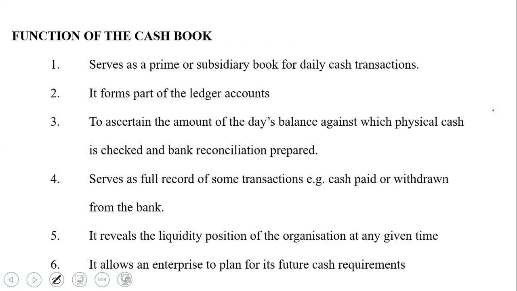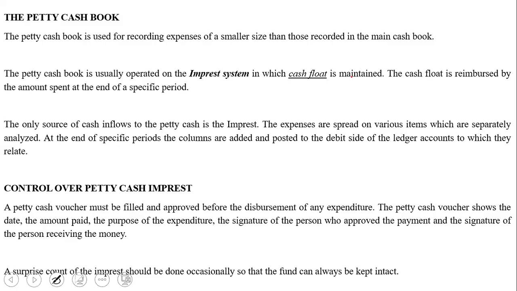So the function of the cash book, as we have said, is to serve as a prime or subsidiary book for daily cash transactions, which we have looked at. I've also given you that to help you. Now, the more focus we need to put in mind is the petty cash. The petty cash is used for recording expenses of smaller size than those recorded in the main cash book.